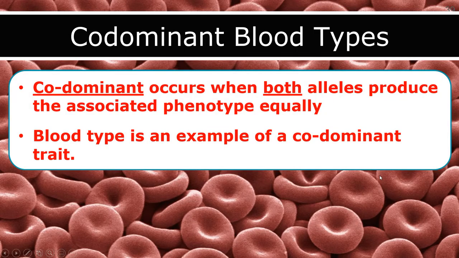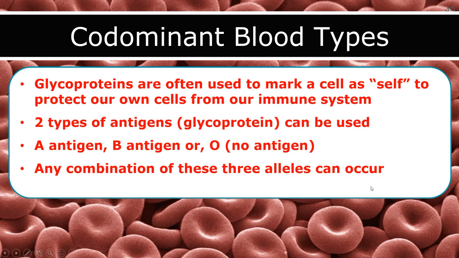Okay, so we have talked about genetic diseases, and now we're going to move on to some crosses that have really different alleles than what you're used to seeing. So the first thing that we're going to talk about is blood type, right? Blood type is considered to be codominant. Something is codominant when both alleles produce an associated phenotype equally. So blood type is one of those examples of a codominant trait.